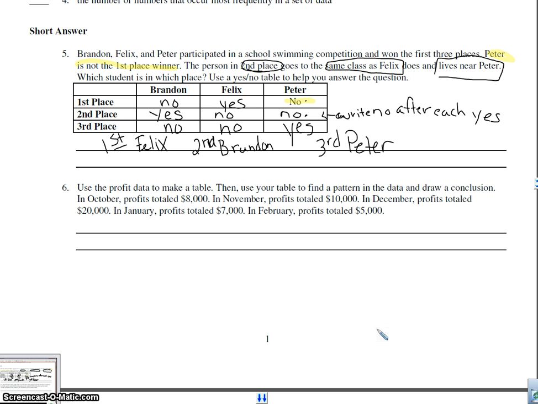Okay? Now, number 6. Use the profit data to make a table. Then use your table to find a pattern in the data and draw a conclusion. This is just like what we did in our homework assignment on Monday night.